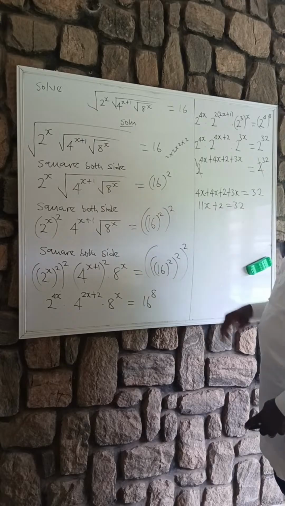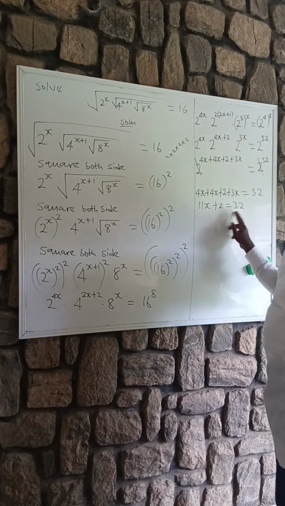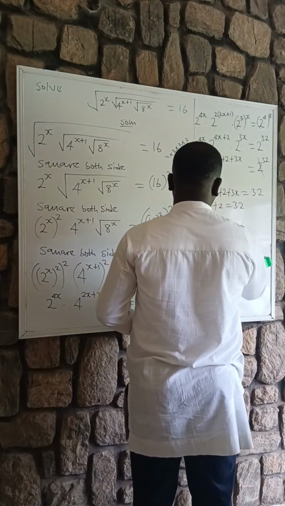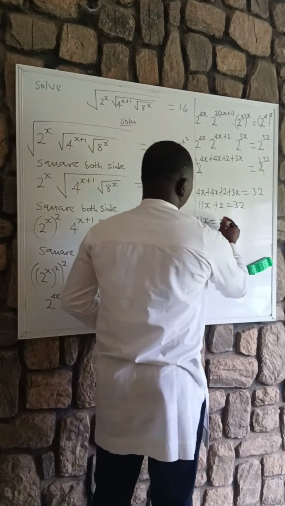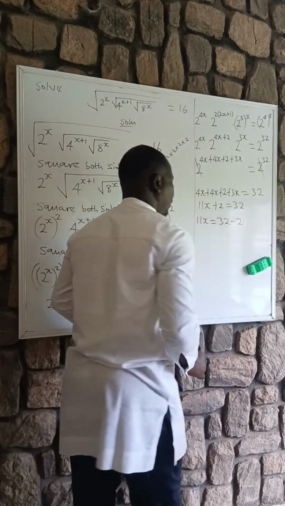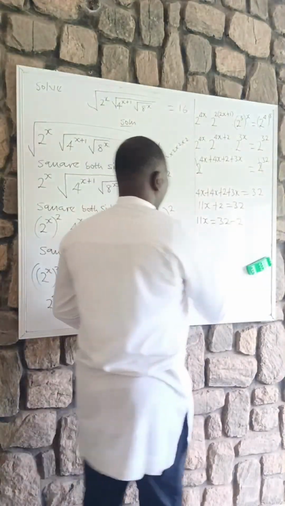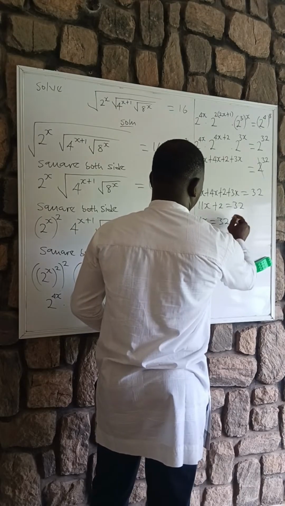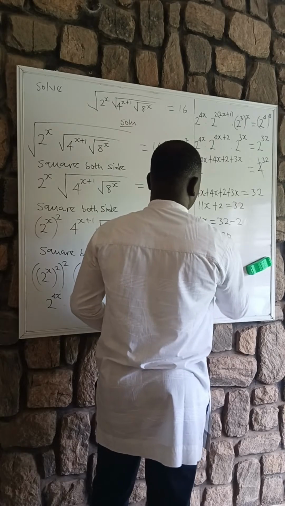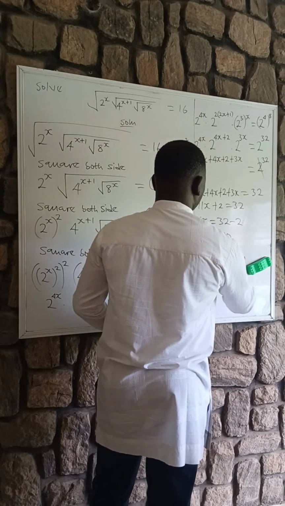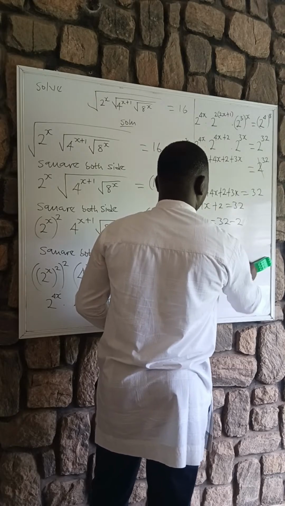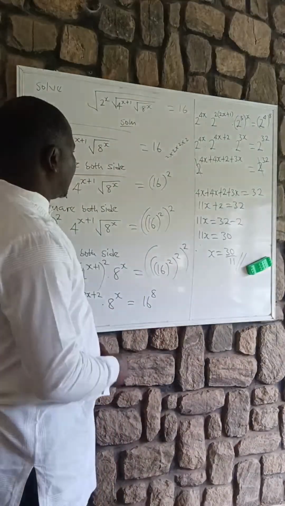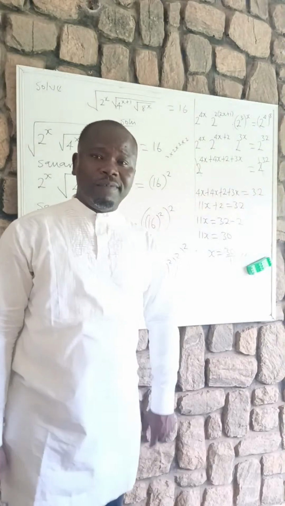So at this point, if plus 2 crosses the sign of equality, it becomes minus, true or false? Amen. So here will be 11x equals to 32 minus 2, true or false? So far, so good. We are going to have 11x is equals to 30. Then therefore, our x is equals to 30 all over 11. Do you agree with me? Or is there any mistake that you discover? Please let me know. I'll be very grateful.